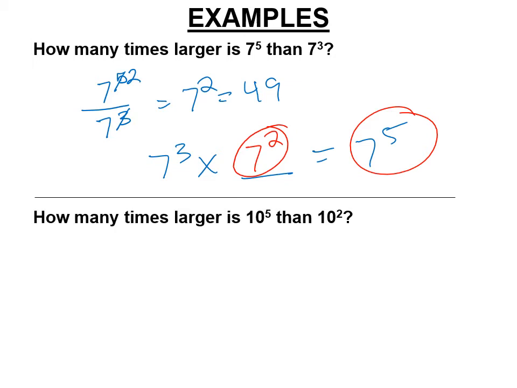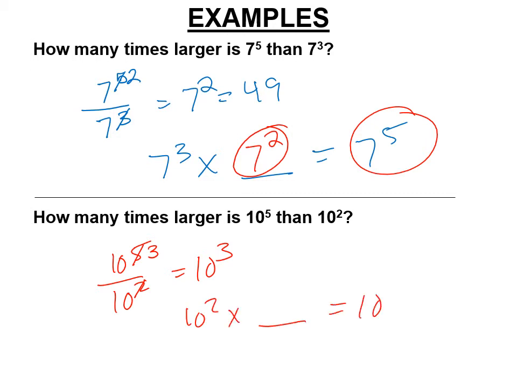Let's do that again. So 10 to the 5th divided by 10 squared, those cancel, and you get 10 cubed. How many times larger is 10 cubed than 10 squared? Well, 10 squared times blank equals 10 to the 5th. Well, it's 10 cubed, and what is 10 cubed? Another way to say this, either would be correct, is 1,000. It's 1,000 times bigger, right? It's not a little bit bigger, it's much bigger, because 5 minus 2 is 3.